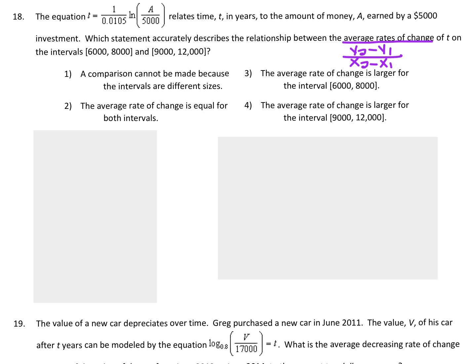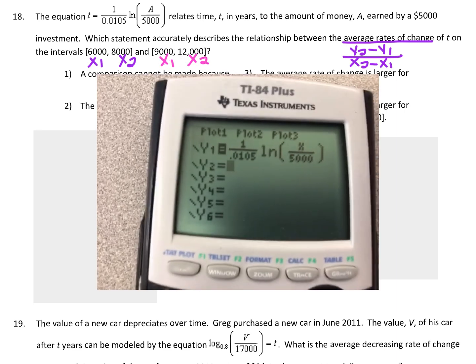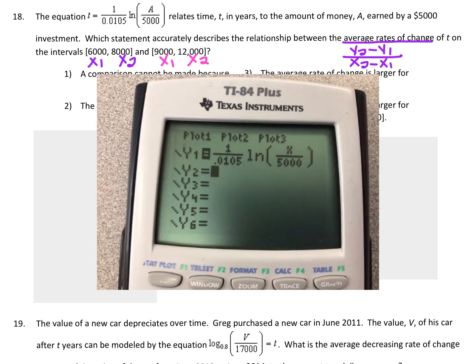Okay, now these are the two intervals they give us. So in this first interval, right, here's x1 and x2. And then in the second interval, the 9,000 is our x1 and the 12,000 is our x2. So what we need to do is we need to find the average rate of change over this interval, and then the average rate of change over this interval, and then let's compare them. Okay, so there's a couple different ways you could do this.